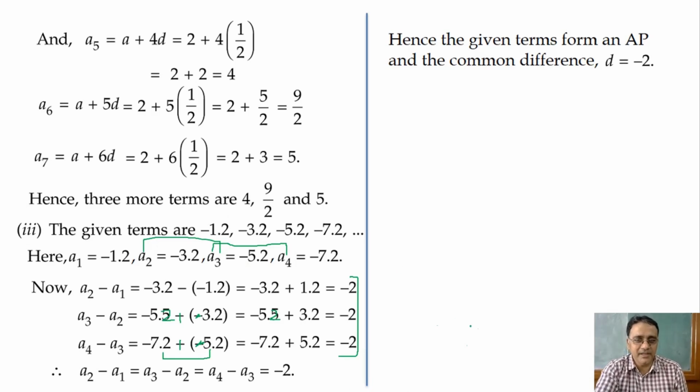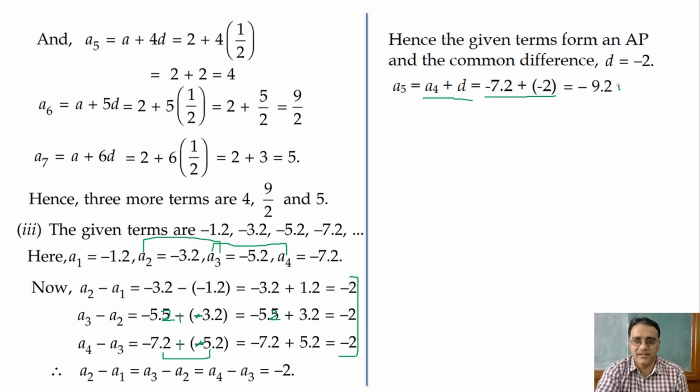क्योंकि यहाँ पे सारे numbers है ना, fraction नहीं है, तो मैं next वाला दूसरा method use कर रहा हूँ, that is A4 plus D. Minus 7.2 plus minus 2. What we are getting? Minus 9.2. Right, minus 9.2. फिर A6. A6 is A5 plus D. That is, इसमें minus 2 add करेंगे तो कितना मिलेगा? Minus 11.2.